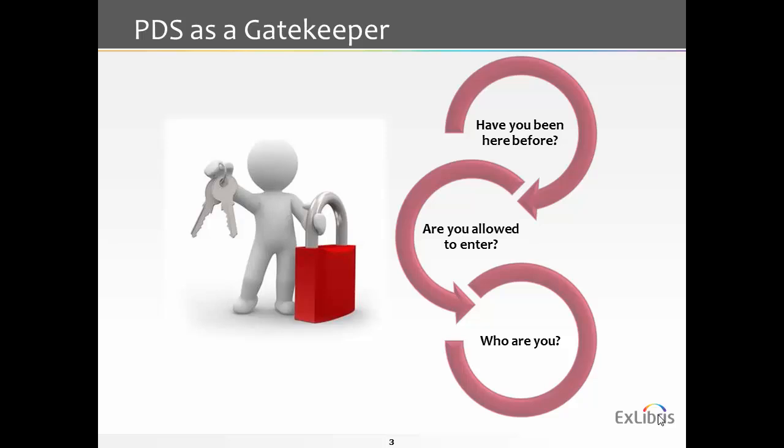And then finally, after the user already performed the authentication, PDS retrieves some more information about the user, such as their name, their email address if required, which group they are, and so on. And PDS is able to send this information to the application that requested the authentication of this user.